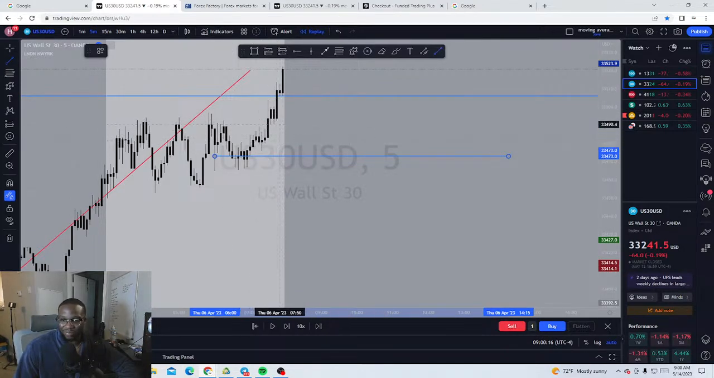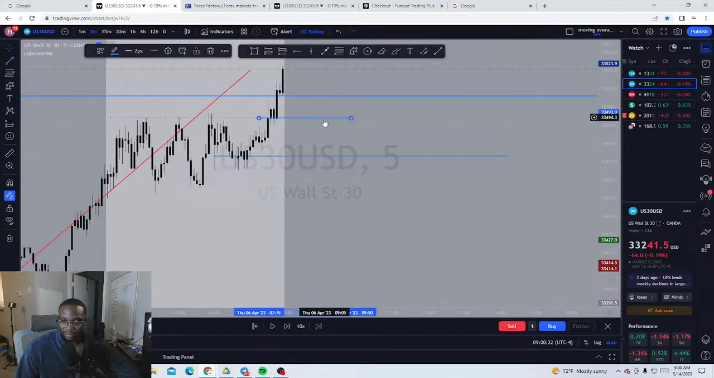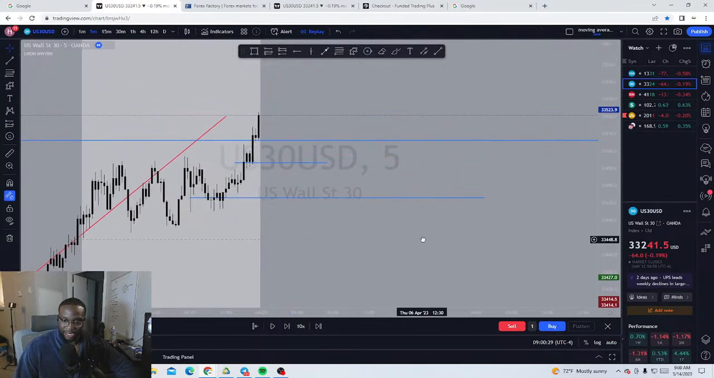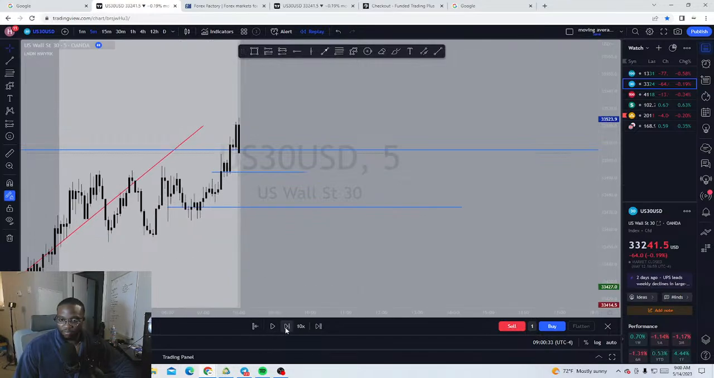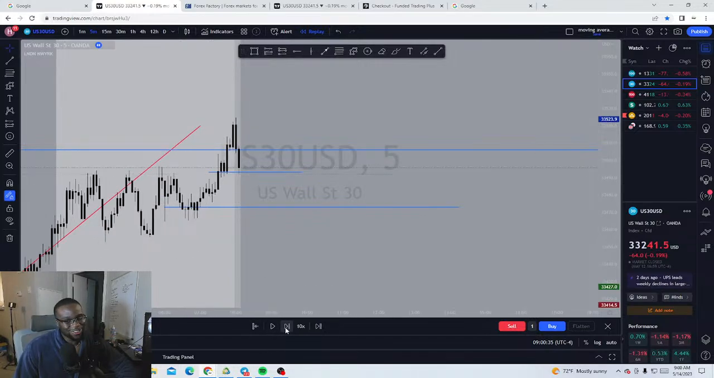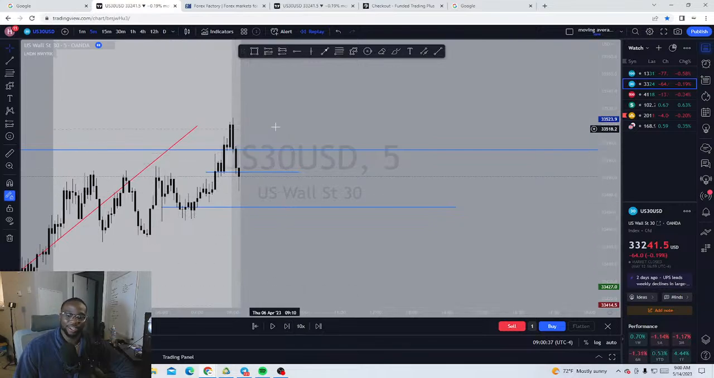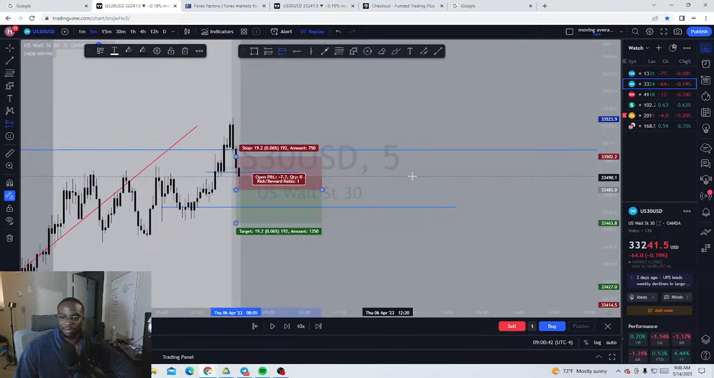You got here, probably right here. Let's see. That's more like a weak area to get in, and this is more like the strong area to get in. Do I want to get in? I'll get in now. After that big bullish engulfing, I'll get in. Probably get in right there.